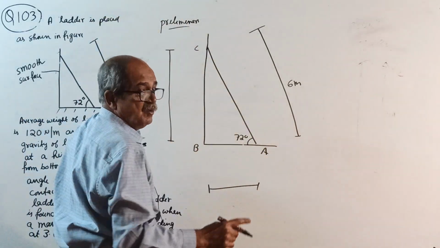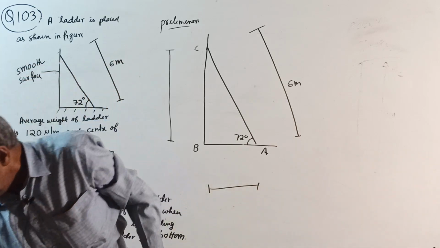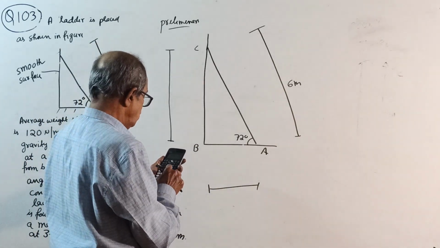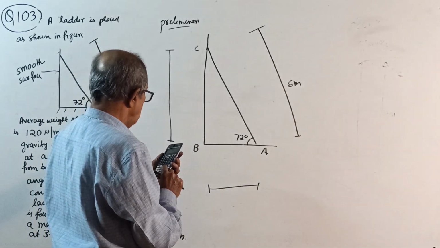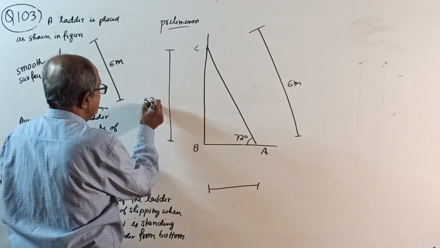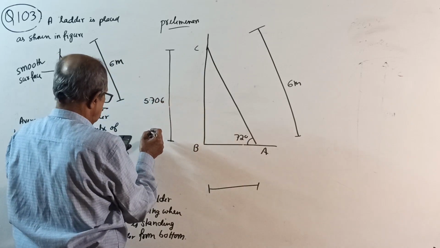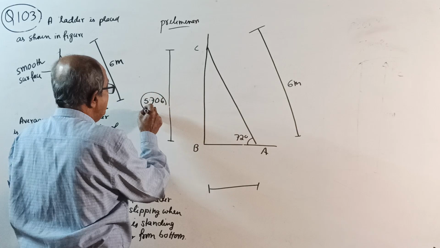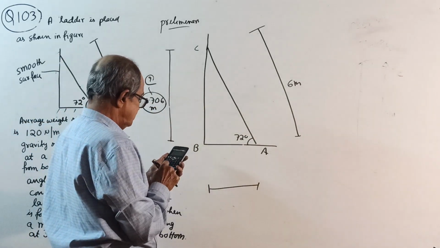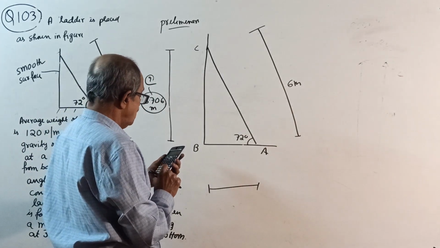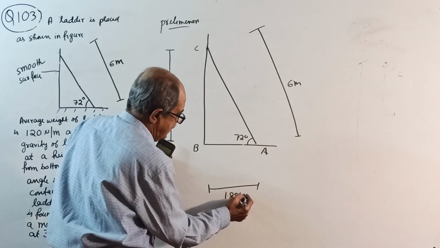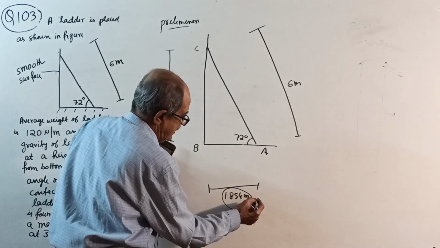You should calculate. I am not showing the calculation. If anybody asks, sir, how to calculate, leave it. 6 into sine 72 is 5.706 meter. Up to three decimals is sufficient. 5.706 meter is this height. You have to calculate it; remember, I put a question mark here. The other one is 6 into cos 72, which is 1.854 meter. This also you have to calculate. Okay.